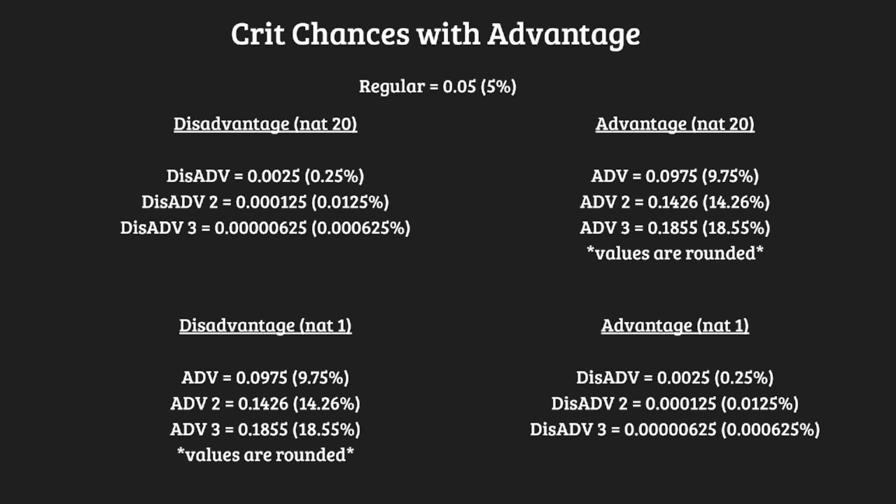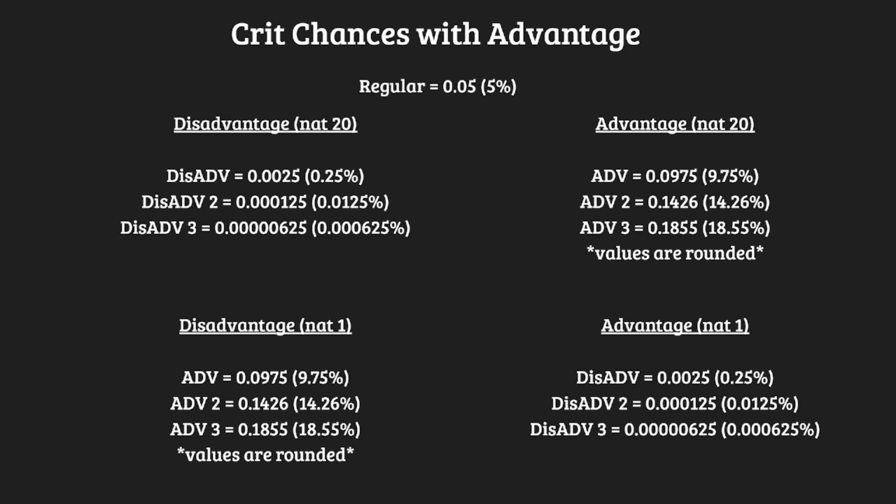On the other hand, advantage with the nat 20 shows you how likely you are to get a crit. And obviously, people can assume that if you roll more dice, you're more likely to get a crit, but here's how it works out. With one advantage, you have a 9.75% chance to get a crit. So it's almost double the 5%, right? But it's a little bit lower than that. So you're not doubling your crit chance, but it's almost there.